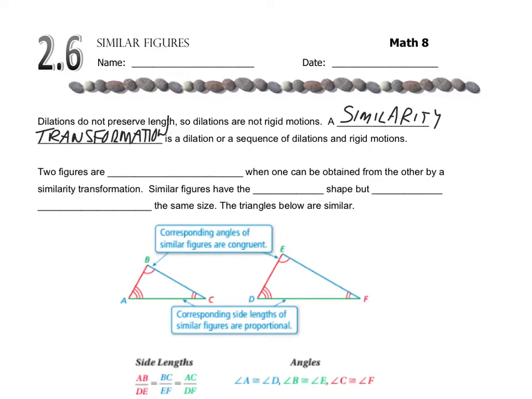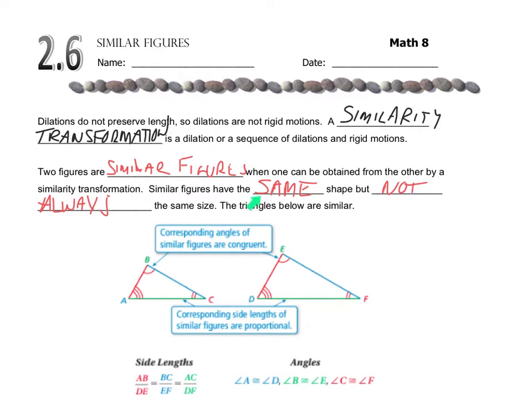A similarity transformation is a dilation, or a sequence of dilations and rigid motions. Two figures are called similar figures when one can be attained from the other by a similarity transformation. So if one of them can become the other one through a dilation or a different sequence of dilations and rigid motions, it can be called similar figures. So the key in similar figures.